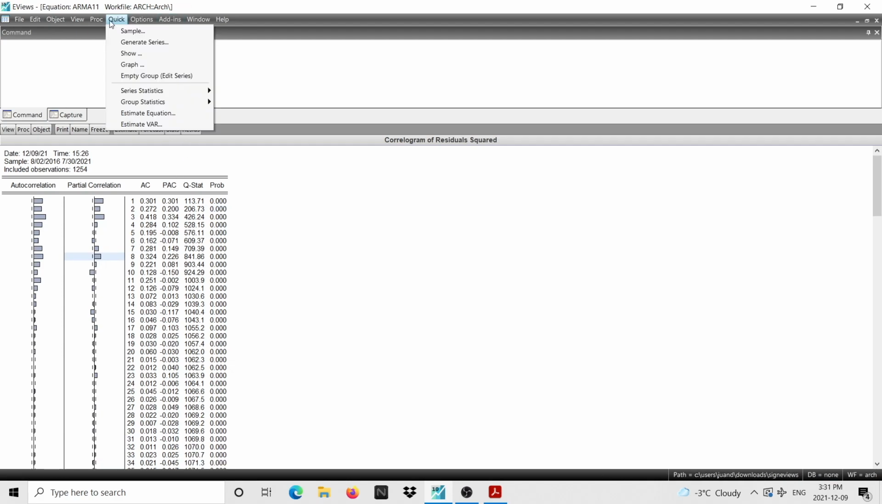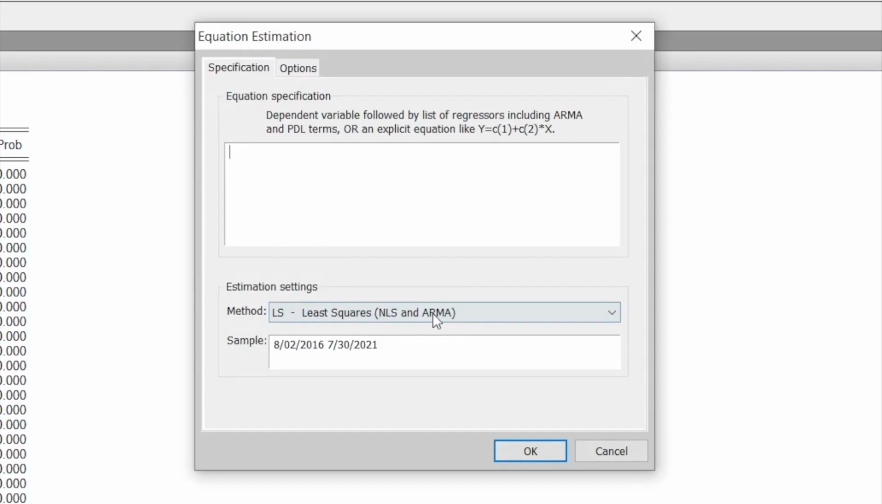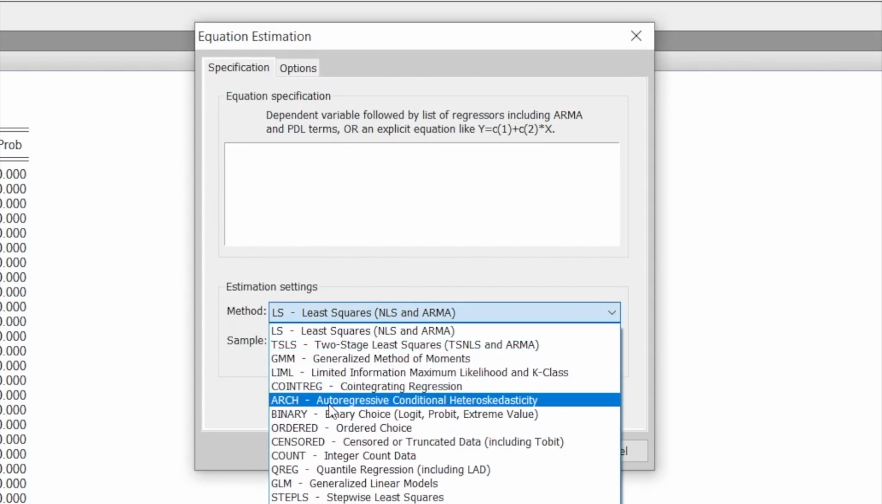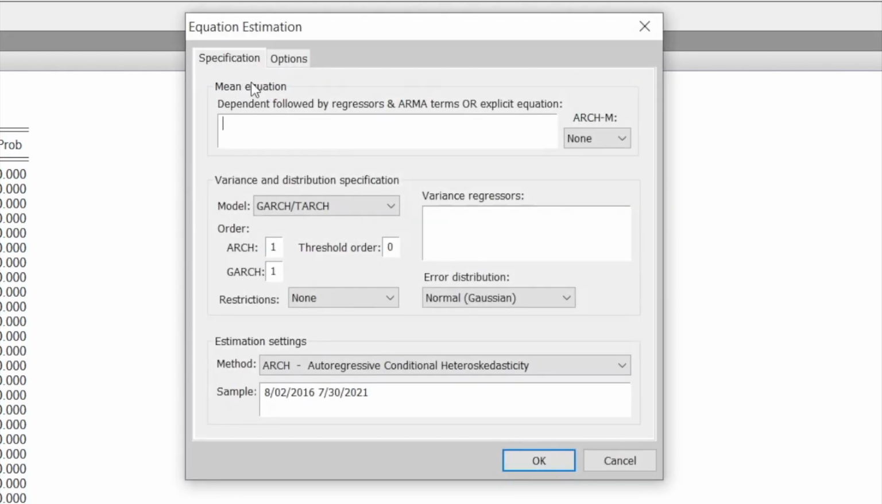So I'm going to go into Quick, Estimate Equation. I'm going to select ARCH. Here we need to type the mean equation, which is going to be, remember, returns, the constant, my AR1 term, my MA1 term. In GARCH, we're going to put 0 terms. And in ARCH, we're going to write 8.